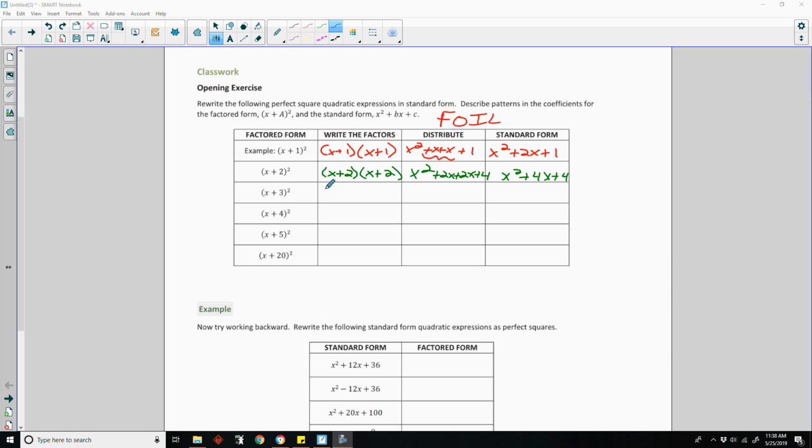So x plus 3 squared is simply x plus 3 times itself. X times x is x squared. X times 3 is 3x. 3 times x is 3x. And 3 times 3 is 9. So we get the combining of the like terms. This will give us x squared plus 3x plus 3x is 6x. And then plus 9.